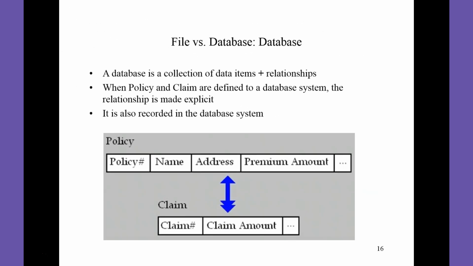When policy and claim are defined to a database system, the relationship is also defined. It's made explicit, and it's recorded within the system. Because the system stores information about the relationship, the system, not simply an application program, can enforce the relationship. This is the notion of data integrity. See, the relationship is recorded as metadata stored in the system catalog. Knowledge of this relationship is used by the system when data are accessed or manipulated.